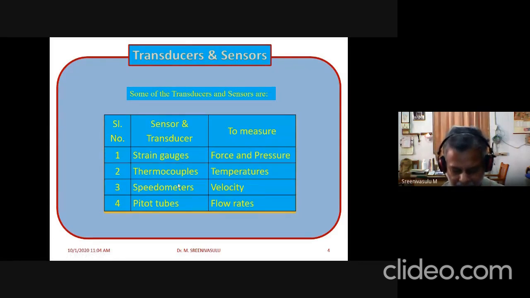In your mechanical measurements content, maybe DS Kumar, if you try to open, the first page itself was trying to give you the list of sensors and the physical variable that is possible to measure with this. Very few out of them have been listed out here. Strain gauges that can be used to measure force and pressure, thermocouples being used to measure temperatures, speedometers for the measurement of velocity, pitot tubes, flow rates, likewise.